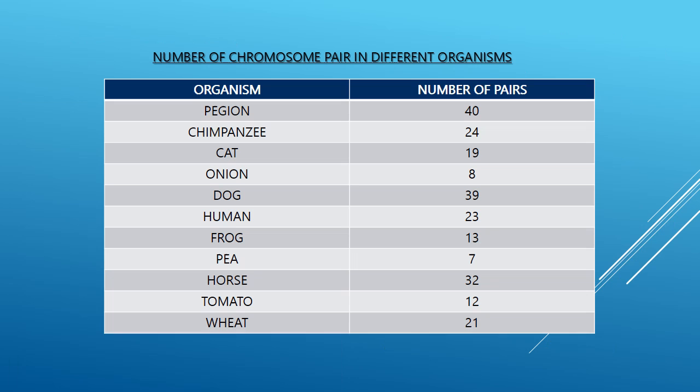Okay, next. Here we have just prepared a chart where different organisms and the number of pairs of chromosomes that they have is listed. So pigeons have 40 pairs of chromosomes, chimpanzee 24, cats 19, onion 8, dog 39, human beings 23, frog 13, pea 7, horse 32, tomato 12, and wheat 21.